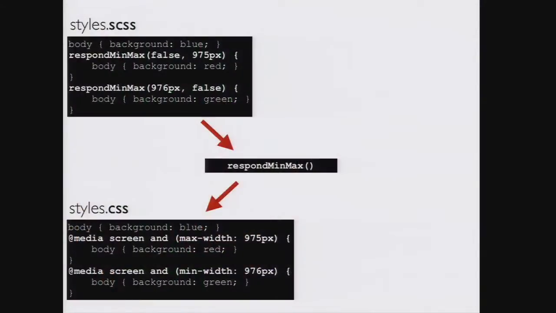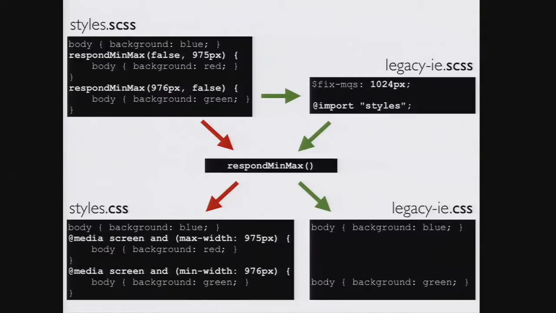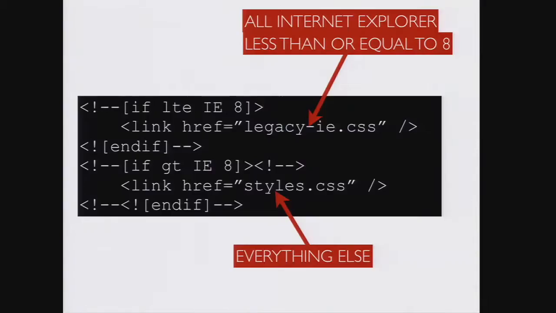Instead of writing media queries directly into your Sass, use this mixin instead. Then make a new Sass file that sets a variable with the width value that you want IE 7 and 8 to render the desktop view to. Import the main Sass file into this, and it will render out an alternative desktop-only version of your CSS into a new file. You should add the legacy IE style sheet into the page using a conditional comment.